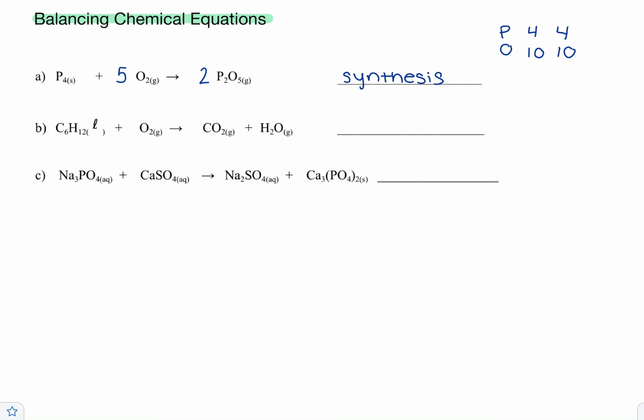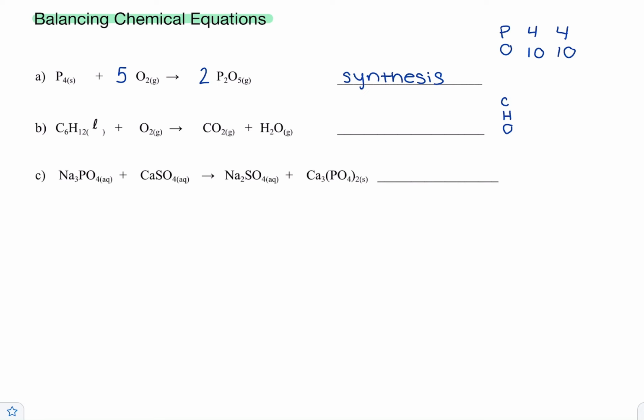Okay, so next up, we're going to take a look at one that only has 3 different elements. It has carbon, hydrogen, and oxygen. But what we will notice is in some of the compounds, we have the same element. So on the right side, we have oxygen in both the water and the carbon dioxide. So let's do the same thing. We're going to say how many of each element are on the left and how many are on the right.